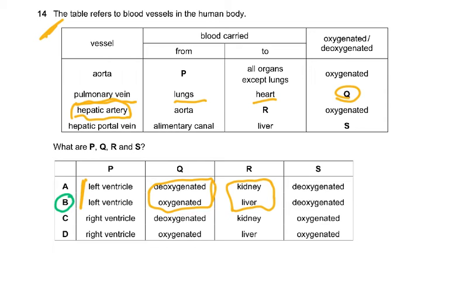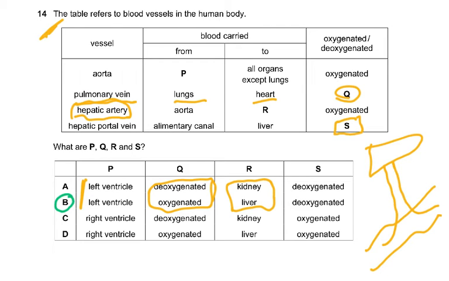So this was how you had to figure it out, and the answer was B, because S would have been oxygenated or deoxygenated. The hepatic portal vein is connecting the intestine to the liver. So when the blood is flowing, it's a vein. I wouldn't say it's always a vein, because the pulmonary vein also carries oxygenated blood. So this was going to the liver.